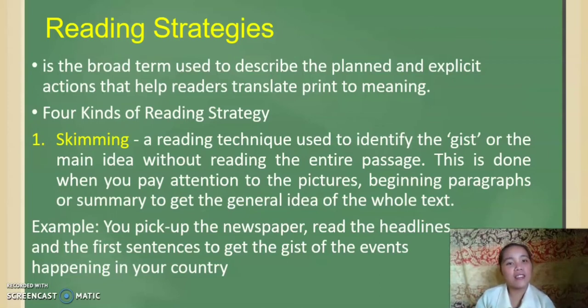So that's skimming. When you also look into pictures, you will be able to understand what it means in that picture. Okay, so that's the first strategy, skimming. Let's have the second strategy.